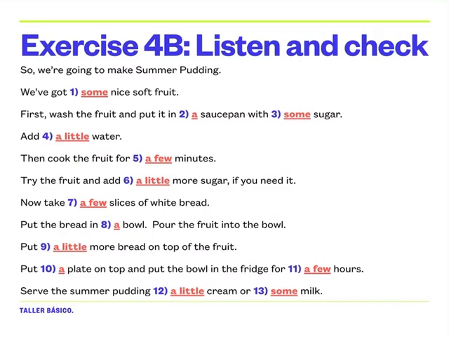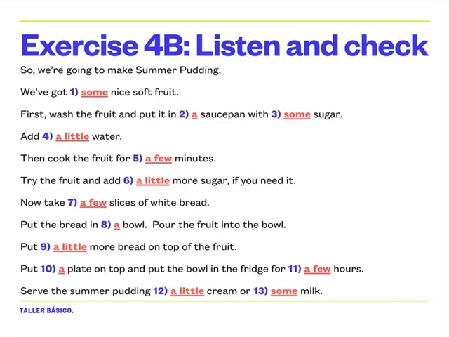Now let's talk about those answers. Number 1, so we have some fruit. Fruit is uncountable. Number 2, a saucepan. It's countable, a saucepan. Number 3, some sugar. Sugar is uncountable. Number 4, a little water. Again, water is uncountable, a little. Number 5, a few minutes. Minutes is plural. That means it's countable, a few.